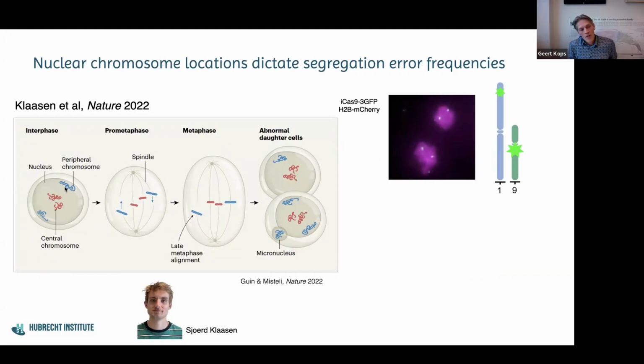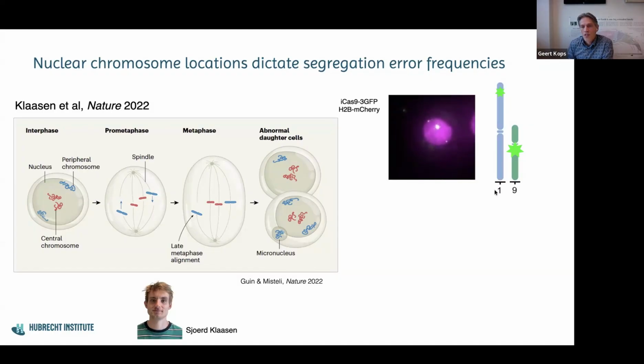But what we found is that when cells enter mitosis, the location of those chromosomes in the nucleus actually dictates the probability with which they would missegregate, for example, in cancer cells, but also under experimentally controlled conditions. And this has to do partly with more difficulty in getting proper attachments established, but also bypassing, for example, the spindle pole and things like this.